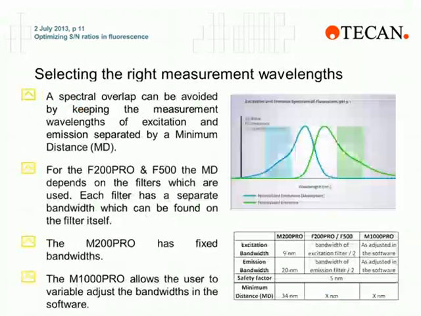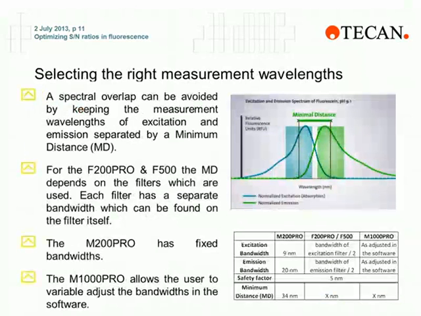So how do we now select the right measurement wavelength? To avoid a spectral overlap, we have to define a so-called minimum distance between the excitation and the emission wavelength. This minimum distance highly depends on the device you're using. Therefore, it is essential to learn more about the technical details of your device. If we want to keep it to a minimum, all we need to know is the excitation bandwidth, the emission bandwidth, and in this case also a so-called safety factor.